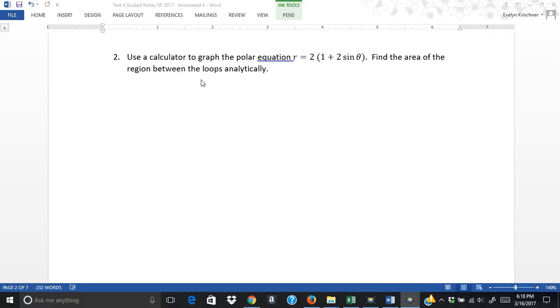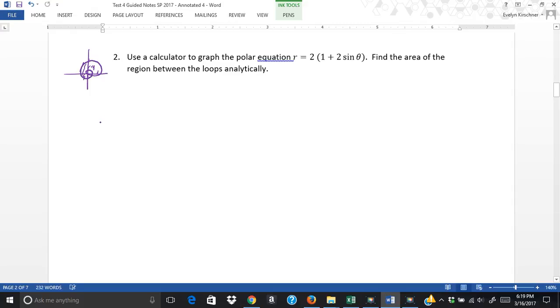So the first thing you should do here is use your calculator and graph this. You're going to see it looks something like this. Not the best graph, but what I want to know is this area here. So I need to find the area of the outer loop and the inner loop and subtract to find the difference. I only need to look at half of each because they're symmetric about the y-axis. If I had drawn it nicer, we'd have seen that.